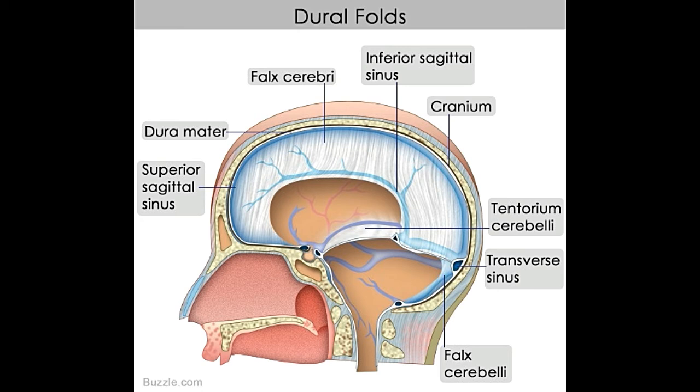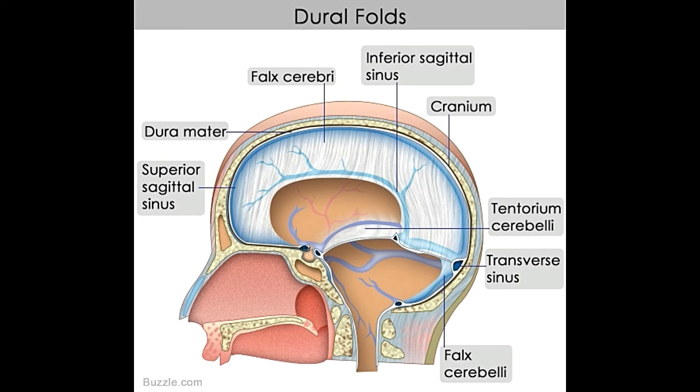Diaphragma sellae is another dural fold that covers sella turcica, which is a small saddle-like cavity or depression in the skull. It is through the small opening present in its center that the stalk of the pituitary gland passes. Arterial supply and venous drainage.